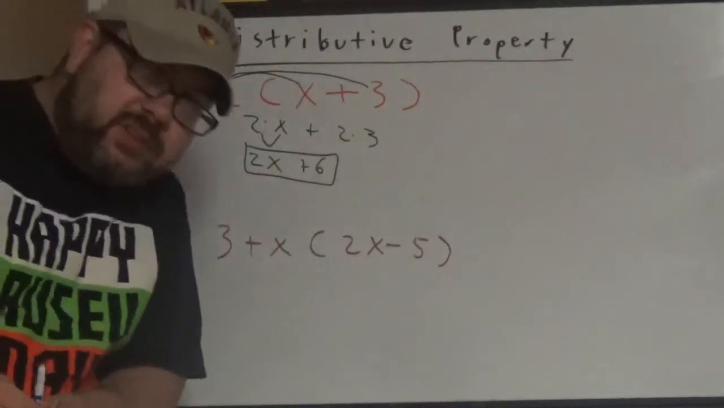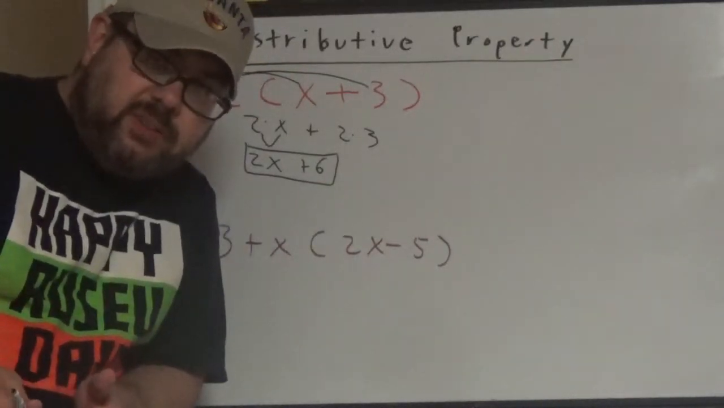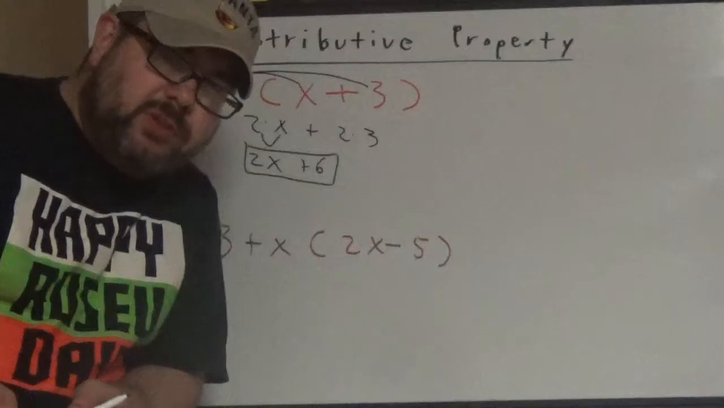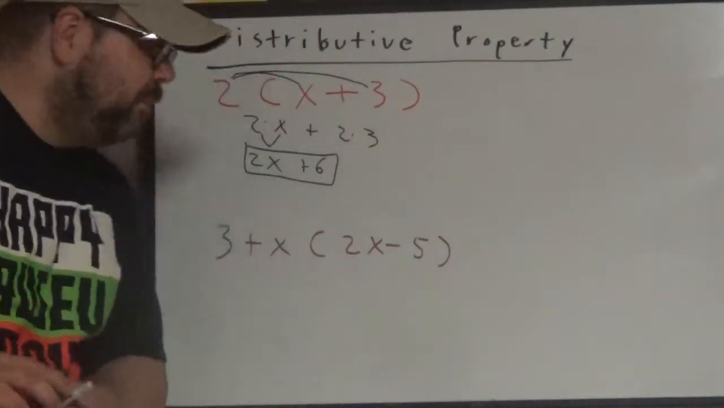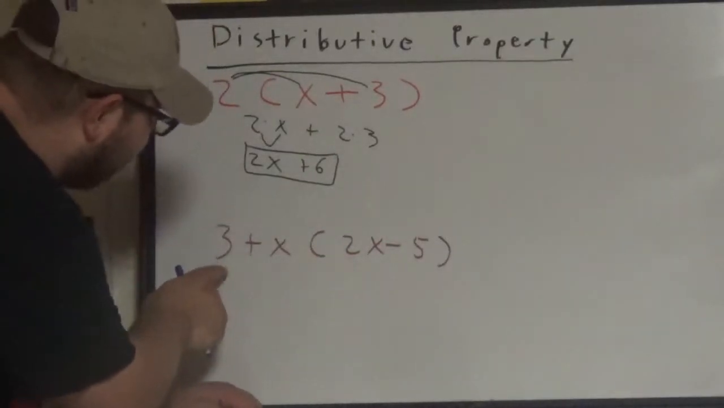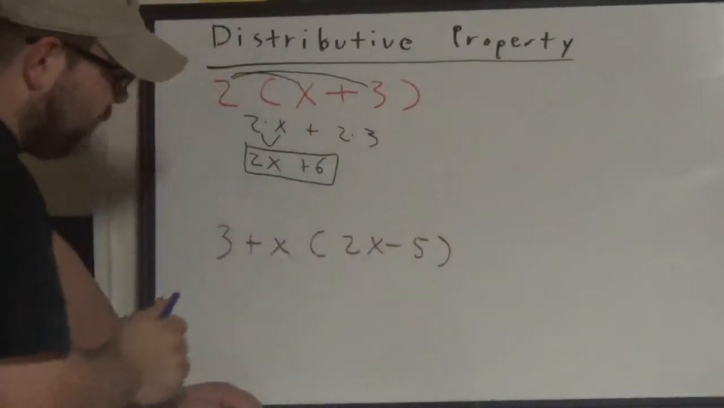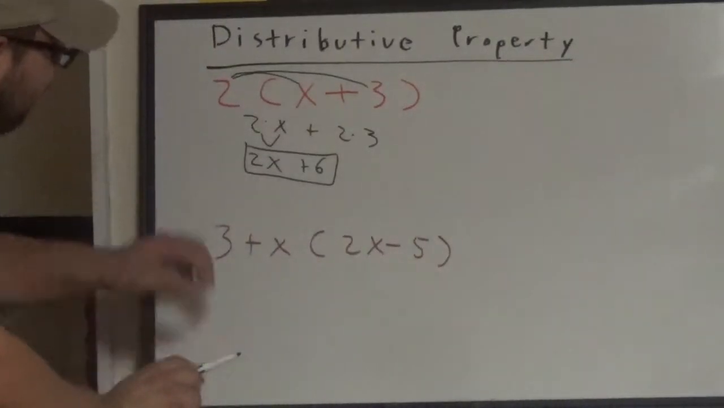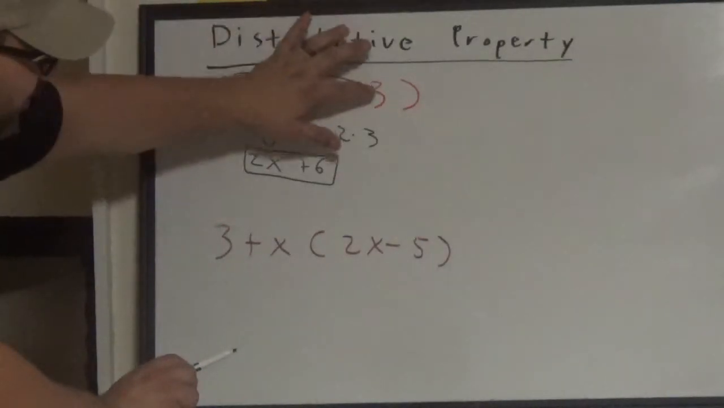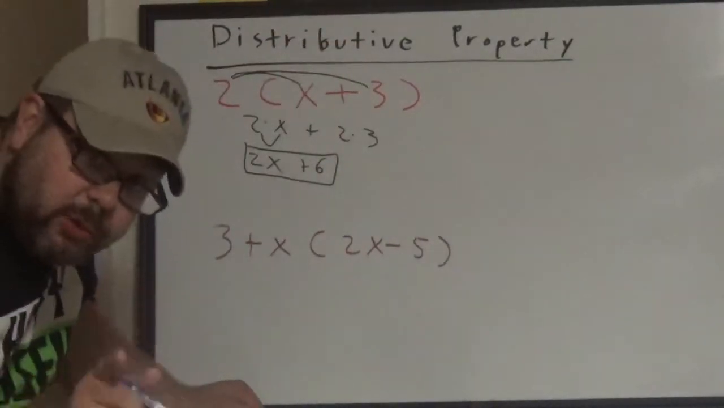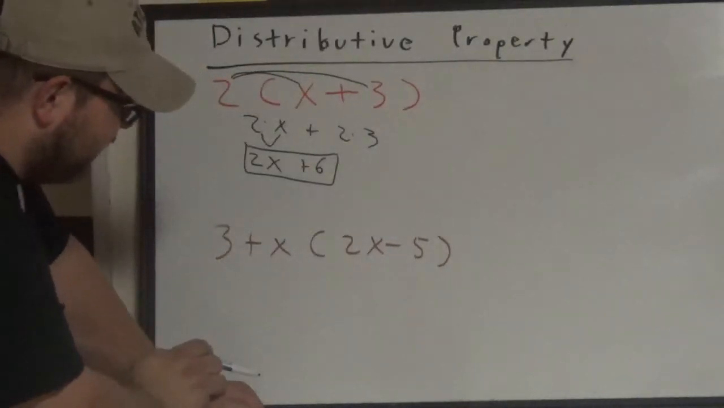On the bottom, I have one that's a little bit more complicated, but it's still easy. All problems involving the distributive property, once you get used to it, are pretty easy. So here we have 3 plus x times the quantity of 2x minus 5. Now remember what we said before, whatever term is outside the parentheses is multiplied by each term in parentheses. Whatever term is outside. Here we have 2 terms outside the parentheses.